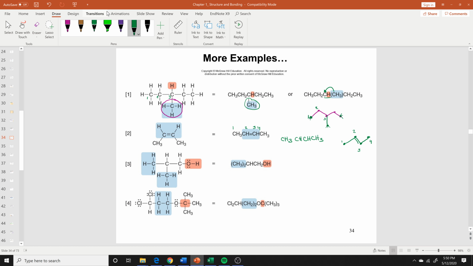But this does not mean that the lone pairs are not there. They are there, but you don't have to show them. What I have here is a CH. On the CH I have two CH3s. So see how I drew it.